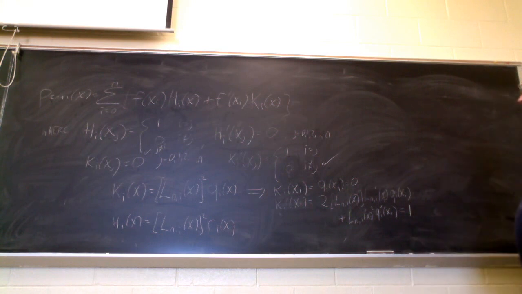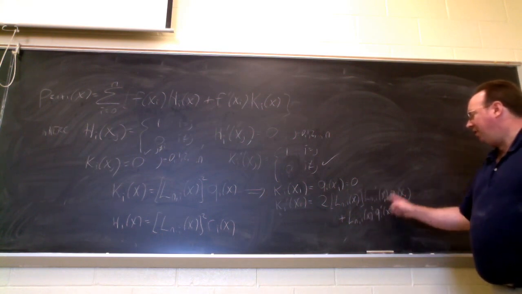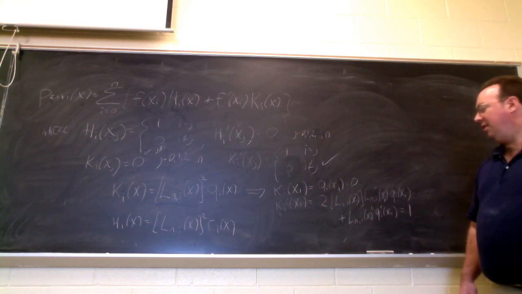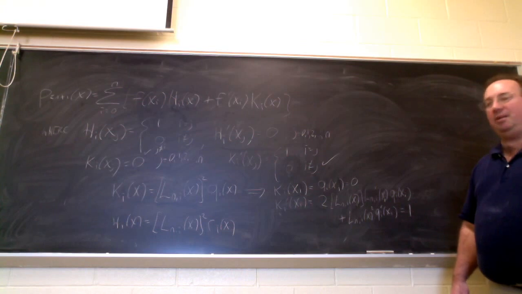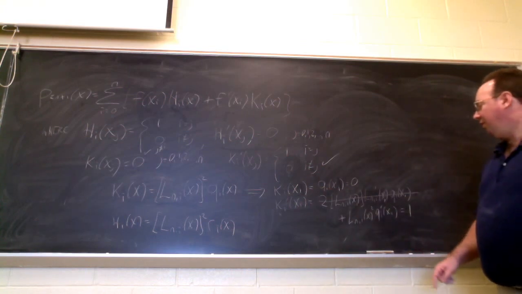Now, this monstrosity here can be simplified a lot. Well, q_i of x_i is equal to 0, so it's just the second term. That's gone, so that's nice.